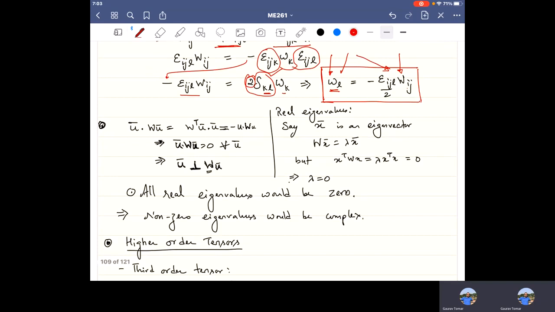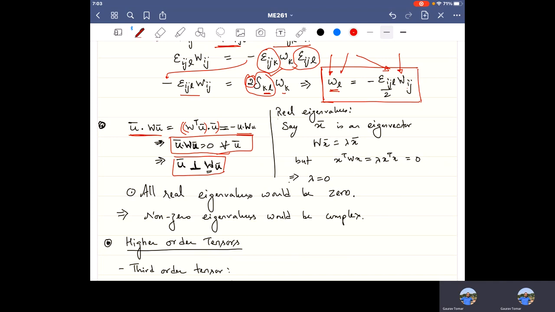The other property that you get from here is that U dot WU, because of the definition of the transpose, you can write as W transpose U dot U. Now W transpose is minus W, so it will be minus U dot WU. And from there you get that U dot WU is always 0 for every vector U. So for an antisymmetric tensor, U dot WU will always be 0. That means U will be orthogonal to WU.